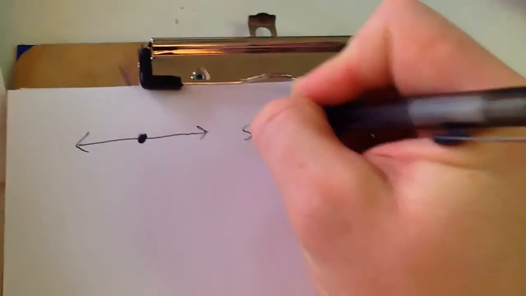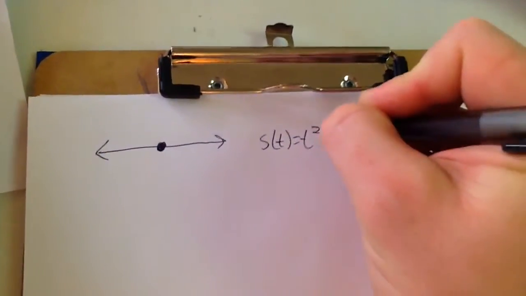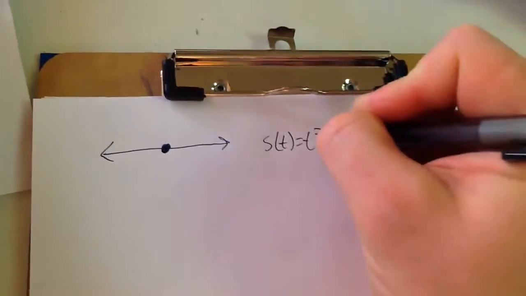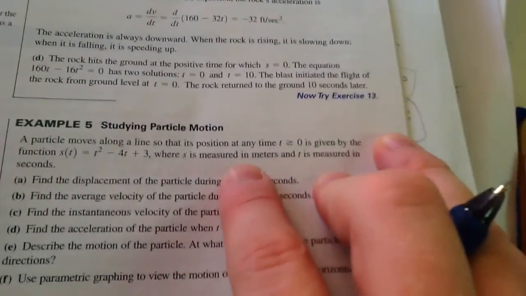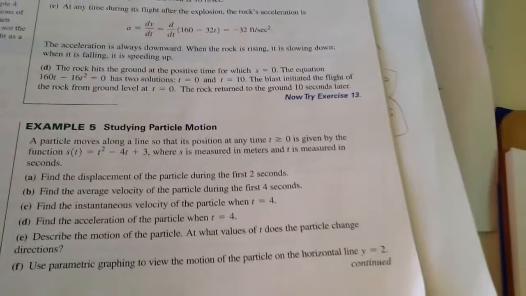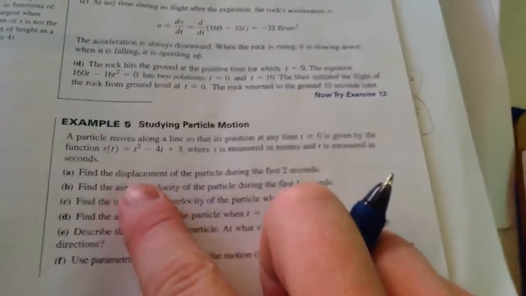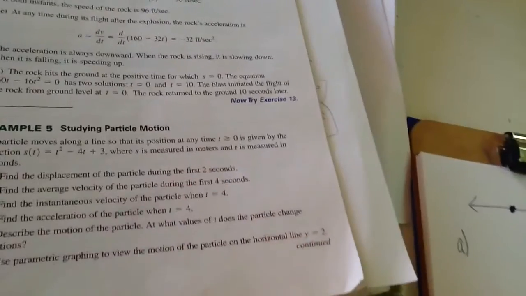So the position at any time t greater than 0, so no negative times, is given by the function. Oh, so they give us the position function again. T squared minus 4t plus 3. S is meters and T is seconds. Okay, cool. Find the displacement of the particle during the first 2 seconds. So there's that word displacement. It's just asking how far did it move during the first 2 seconds.